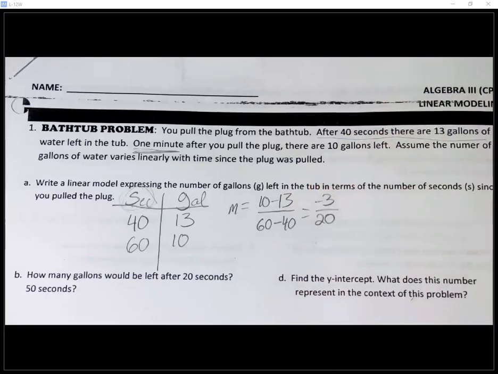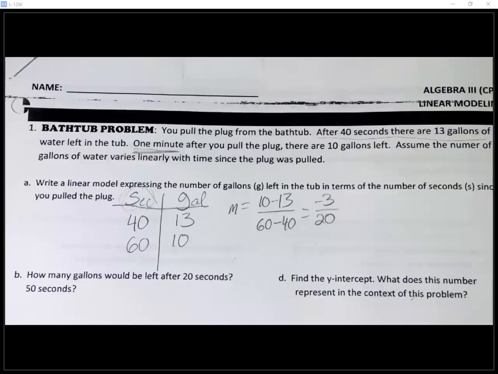Now hold the phone. Did you get a negative slope? Because I did. Does that make sense? Yes, because isn't the water going down? Yes, we are decreasing the amount of water we have in the tub over time. So it makes sense that my slope is going to be negative.